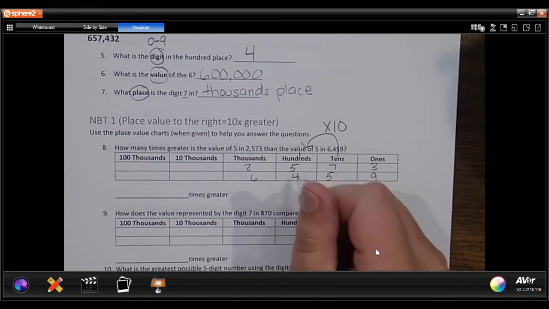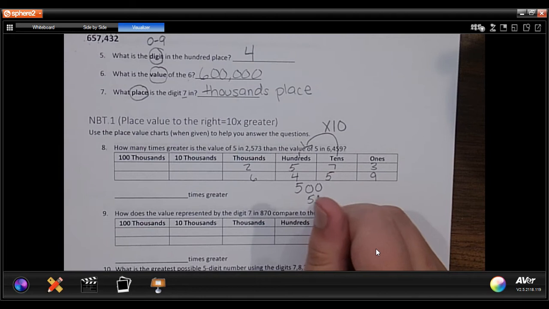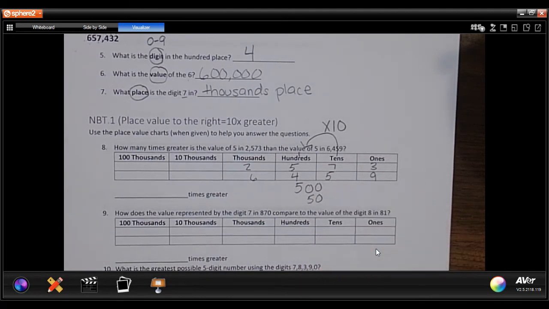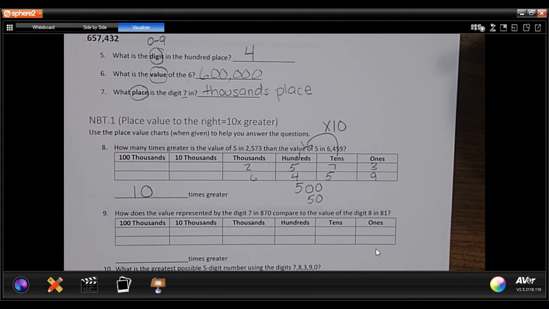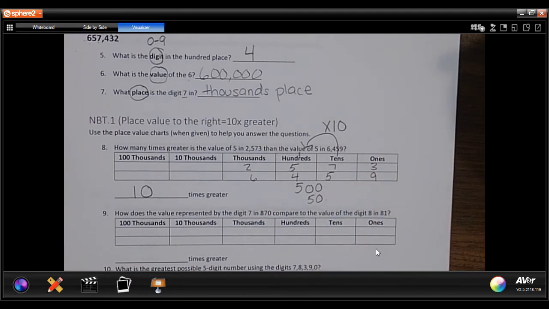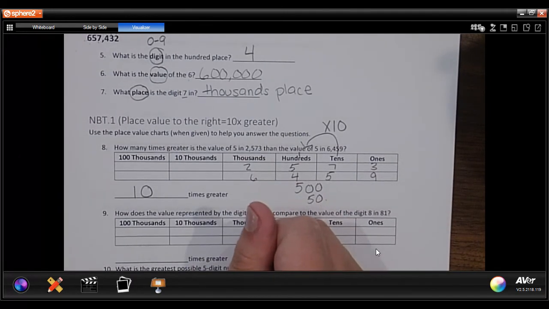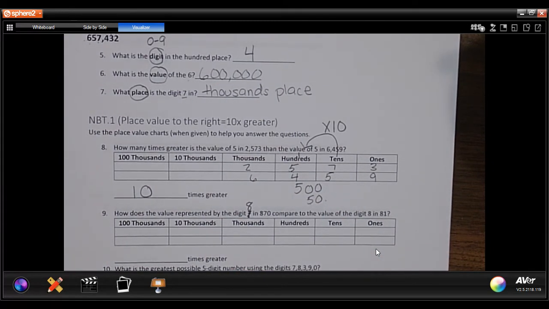So if I took this out, the value of 5 is 500, and the value of this one is 50. I could also see that 50 times 10 will give me 500. So this answer will be 10 times greater. 500 is 10 times greater than 50. This next one, I made a little bit of a typo. This 7 should actually be an 8. So if you did not change it already, make sure you change it now.